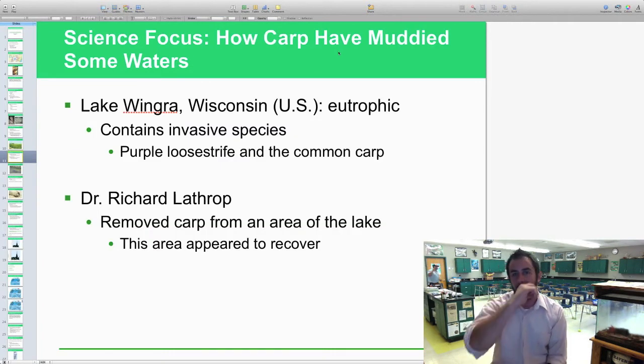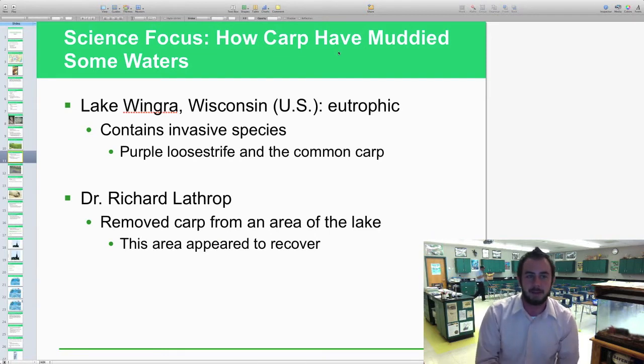The science focus. So how have the carp muddied some waters? In Lake Wingra, Wisconsin, a very eutrophic lake, which I talked about what the word eutrophic meant in Chapter 8, also contains lots of invasive species. The purple loosestrife are there, the common carp that are probably brought from Asian waters, but not the Asian carp that we'll talk about in the video, but very similar. But those have all really done a number on muddying the water of Lake Wingra.